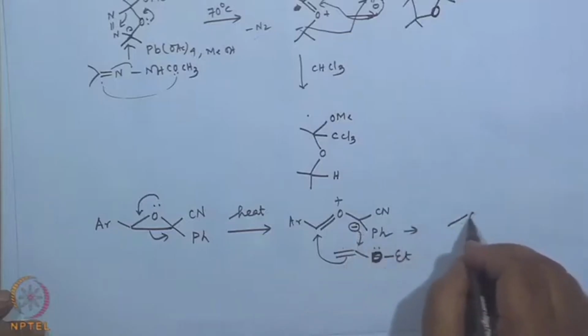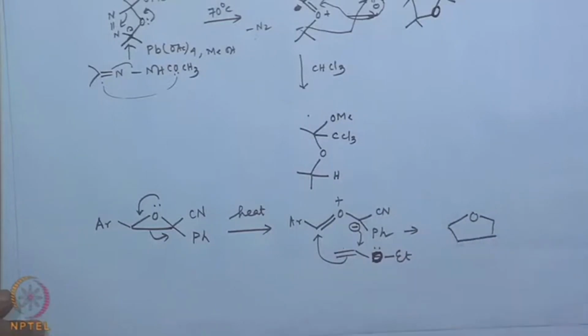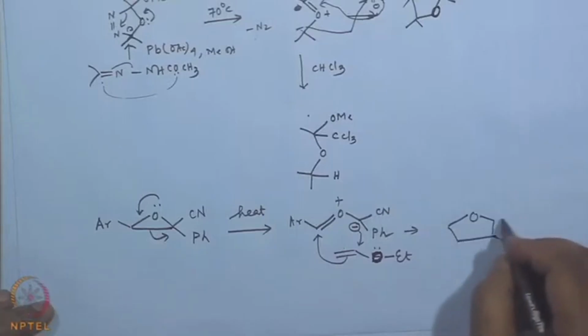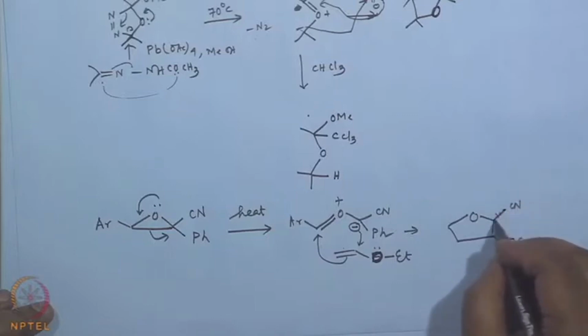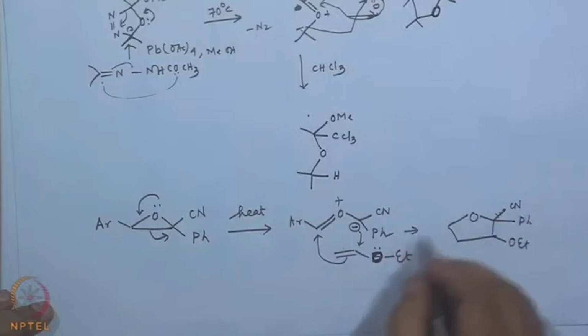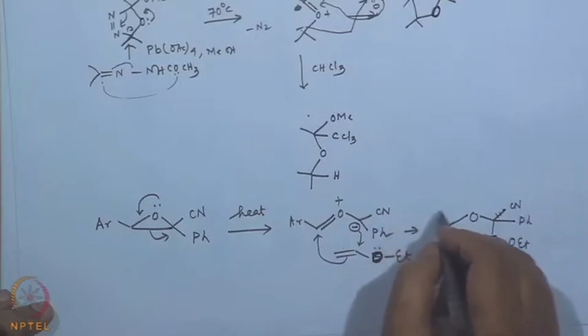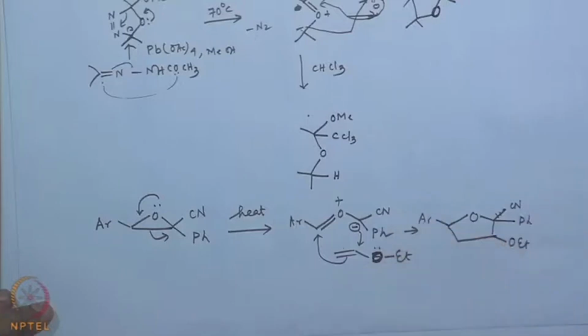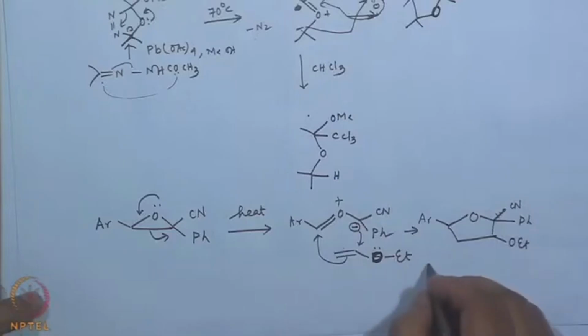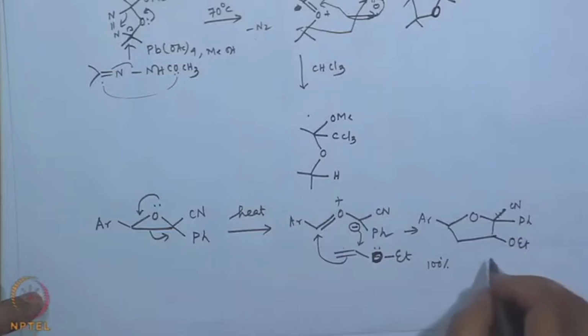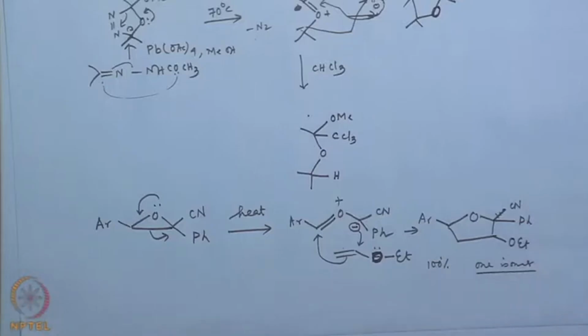So, eventually what will you find? You will find a furan derivative with ethoxy here, then CN and this phenyl, and on this side you will have an aryl group. The yield of the reaction in this particular case is 100%, and one isomer. Of course, this is somewhat unpredictable, but you got one isomer.